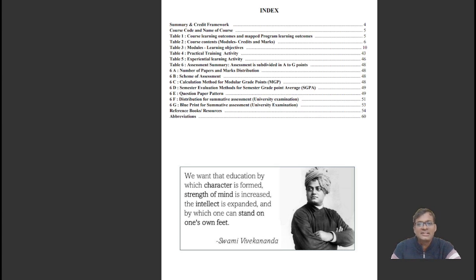Then Table 6, the assessment summary, how to assess the knowledge of research and biostatistics of PG scholars. The assessment methodology is described in Table 6. In Table 6 only, they have described the number of papers, marks distribution, how the assessment will be done, how the grades for this assessment are calculated, semester-wise evaluation methods, grading point, and question paper pattern also. And there is a summative assessment: how to do it, what the marks distribution is for it, and the blueprint for the summative assessment. And in the last, they have given the reference books and abbreviations.